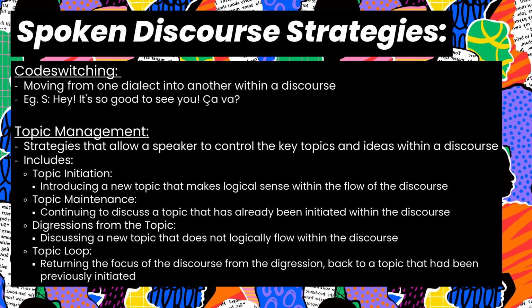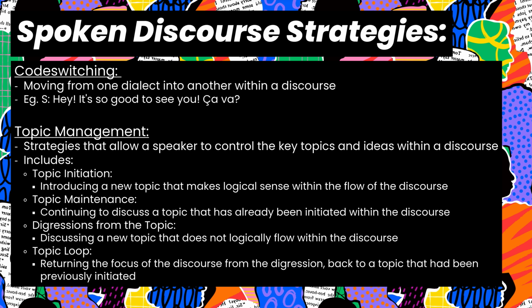Now, code switching involves moving from one dialect into another within a discourse, and it's often used to signal belonging and in-group membership. So we've got an example sentence here where S starts off by saying, "Hey, it's so good to see you" in English, and then they code switch into French with "ça va." Here, we can infer that S is speaking to someone as part of this discourse who understands French, that they're able to infer the meaning of this code switching.